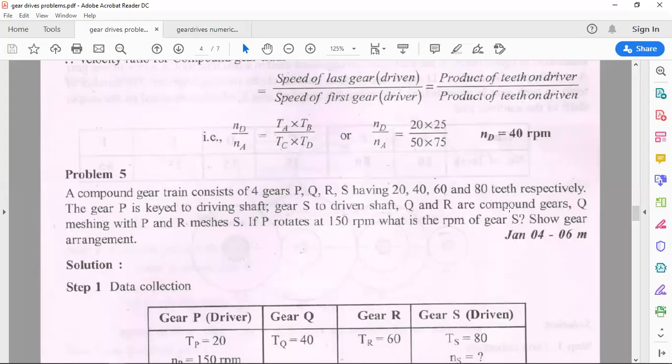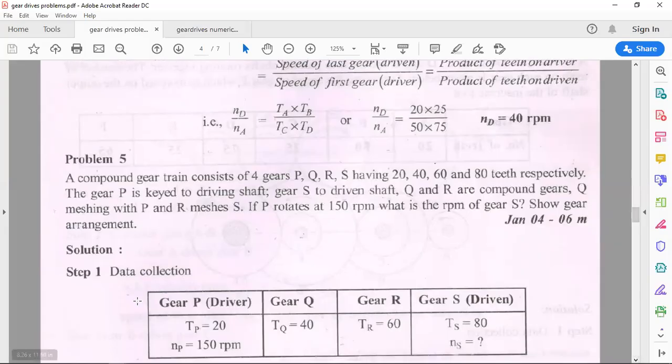So we need to find out the speed of the driven gear, and also you need to show the gear arrangement. So first, after reading the problem, you need to collect the data, what all is given, and then put it in tabular form. Because there are 4 gears: gear P, gear Q, gear R, gear S, we need to mention them in a tabular format.